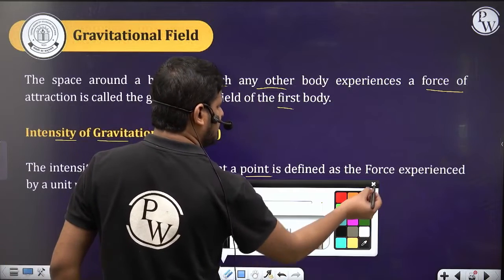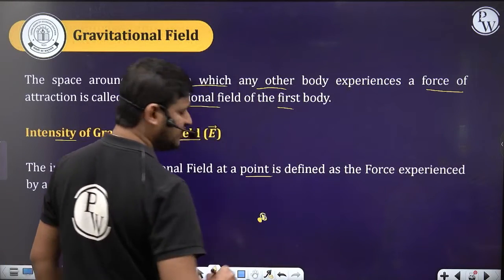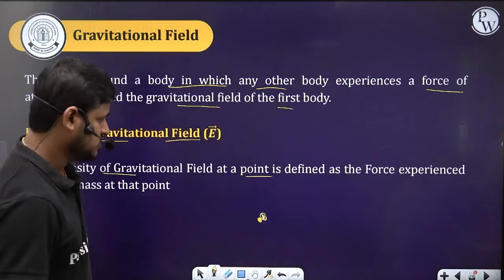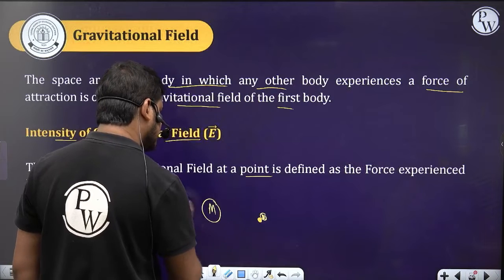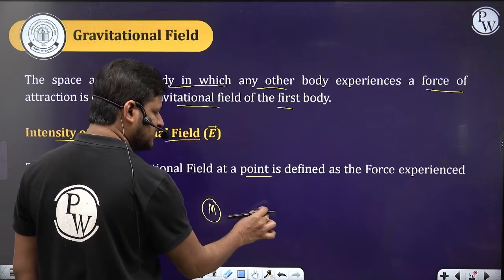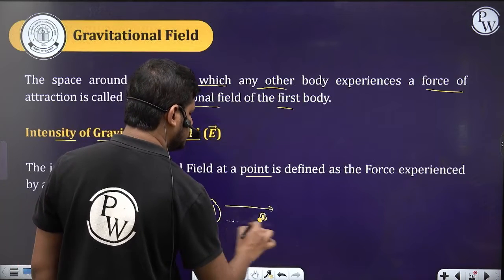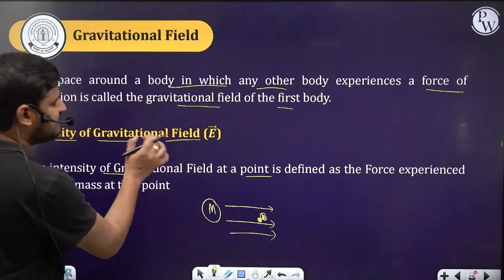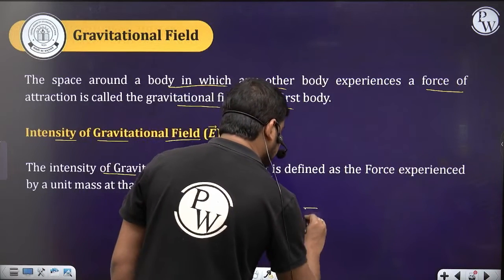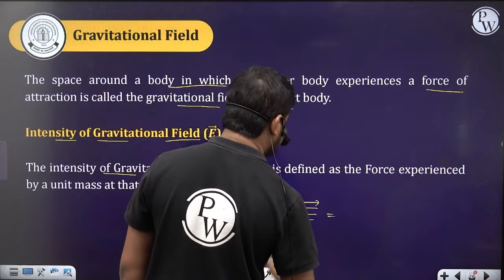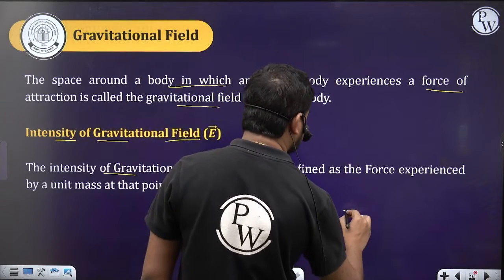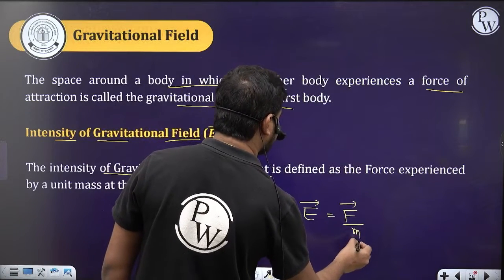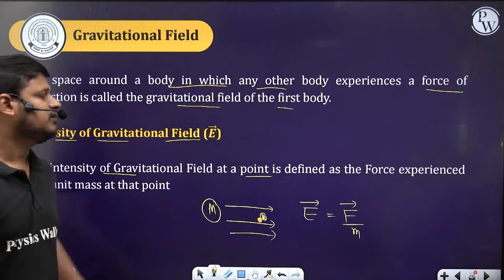Now if I place a unit mass here, how much force is this unit mass experiencing due to the capital M mass? That is called the intensity of the gravitational field. Simply I can write the formula. The intensity of gravitational field is equal to the force upon mass, F by M, that's it.